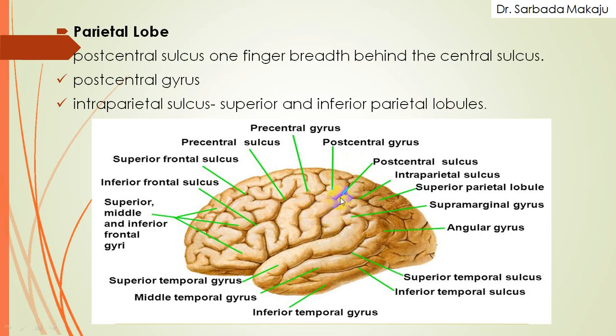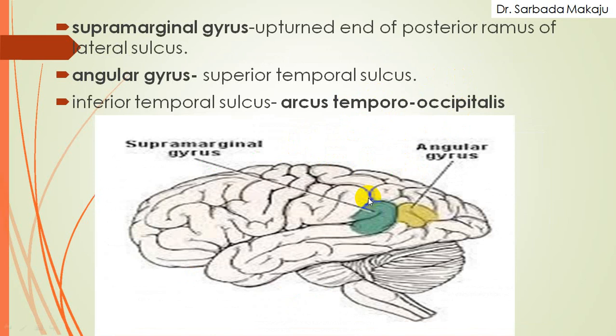Now after that, posterior to the postcentral sulcus, there is one sulcus. This is known as the intraparietal sulcus, and it divides the area into two lobules. This portion is known as the superior parietal lobule, and this portion is known as the inferior parietal lobule. Now the supramarginal gyrus. The supramarginal gyrus is present in this area. It arches over the upturned end of the posterior ramus of the lateral sulcus, and this gyrus is known as the supramarginal gyrus.